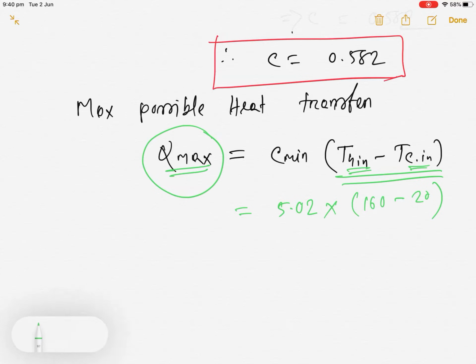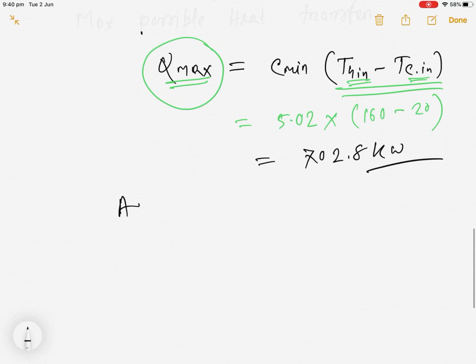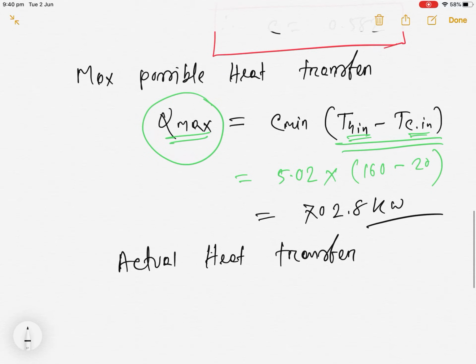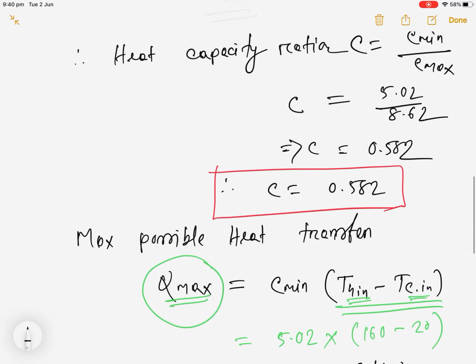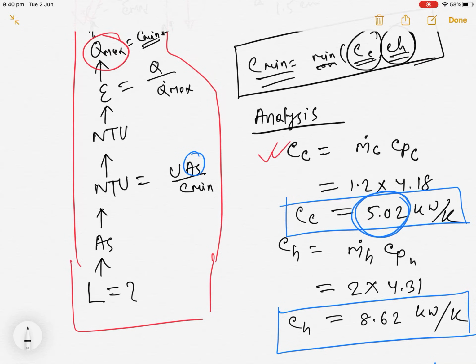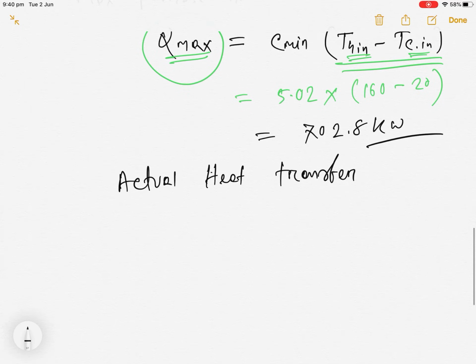So C min is 5.02, and this is 160 minus 20. So we will get Qmax as 702.8 kilowatt. Okay, so this is the max possible heat transfer rate. But what is the actual heat transfer rate? We actually need the actual heat transfer rate as well, because the effectiveness is the actual heat transfer over the max possible heat transfer. So calculate the actual heat transfer rate.